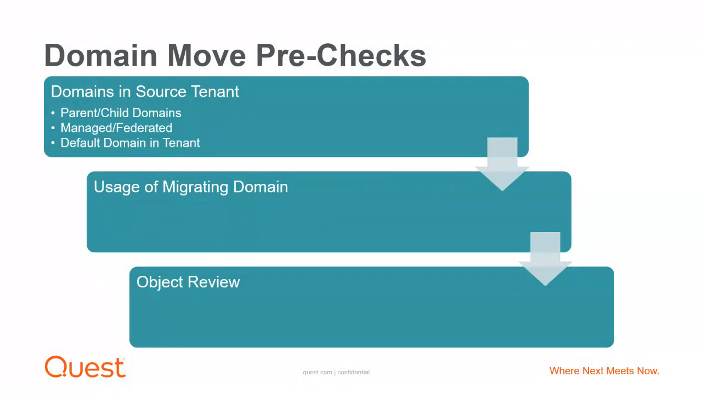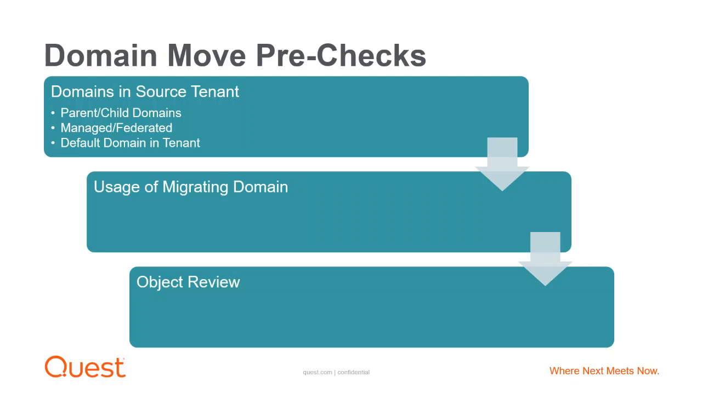First, review each of the domains in the source tenant that you plan to move to the target and identify whether there are any parent and child relationships, whether domains are managed or federated, and note which domain is currently set as the default domain in your tenant.